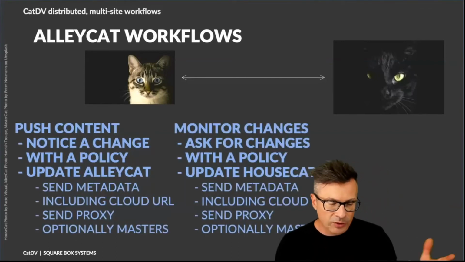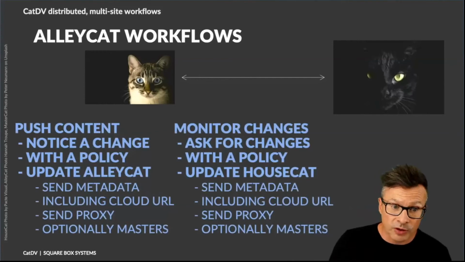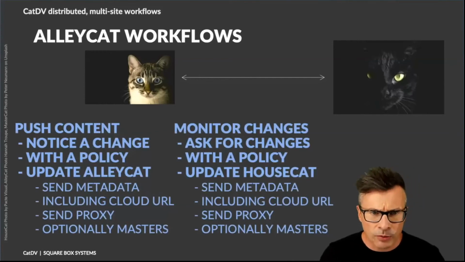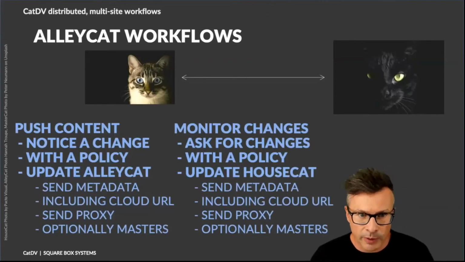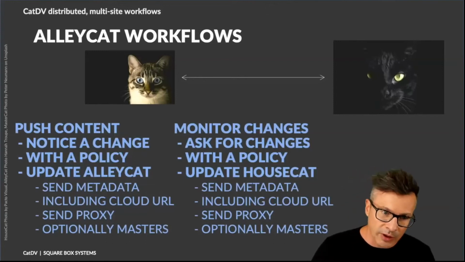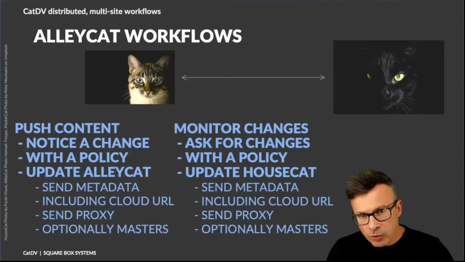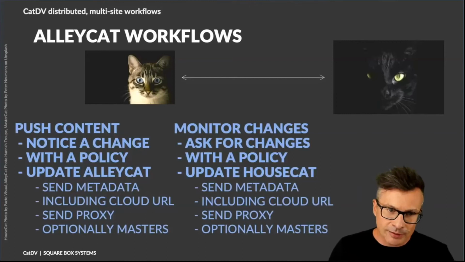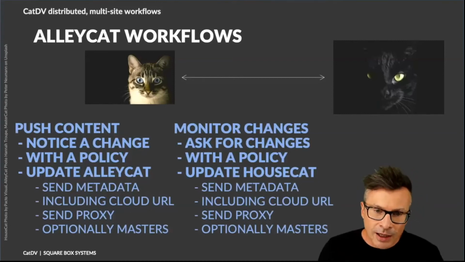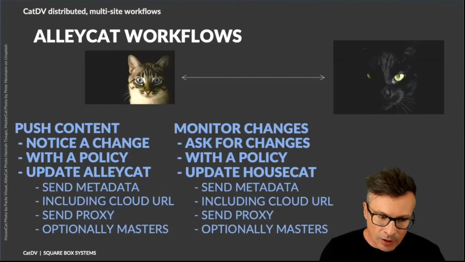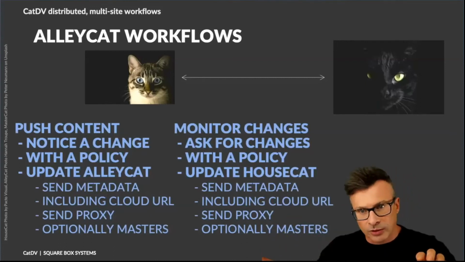So this is one that's just a set of worker jobs, which is very similar actually to what the first step is with a MasterCat workflow, where we notice a change with a policy, we send the metadata, cloud URL, proxy masters. But then importantly, this HouseCat is actually doing all the work again. And what this HouseCat is doing is, from its own CatDV system, every so often it's going out and asking the AliCat, have you got anything else going on?